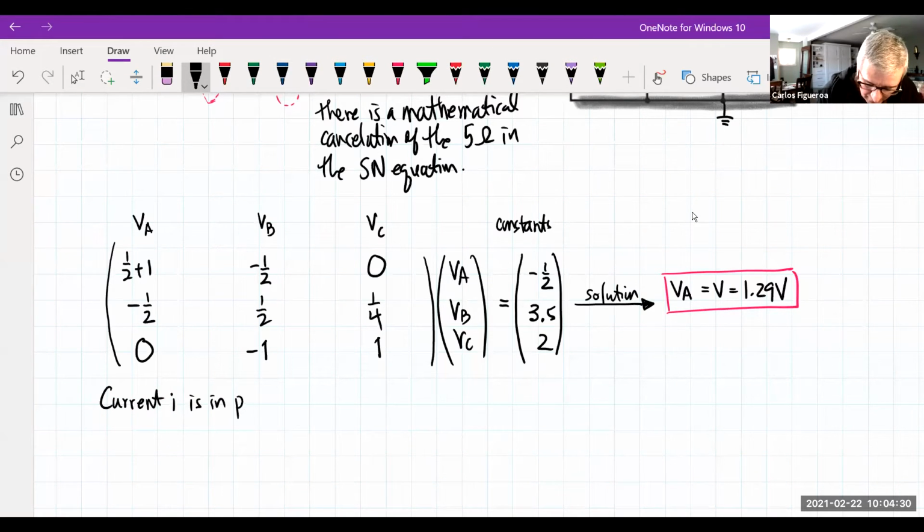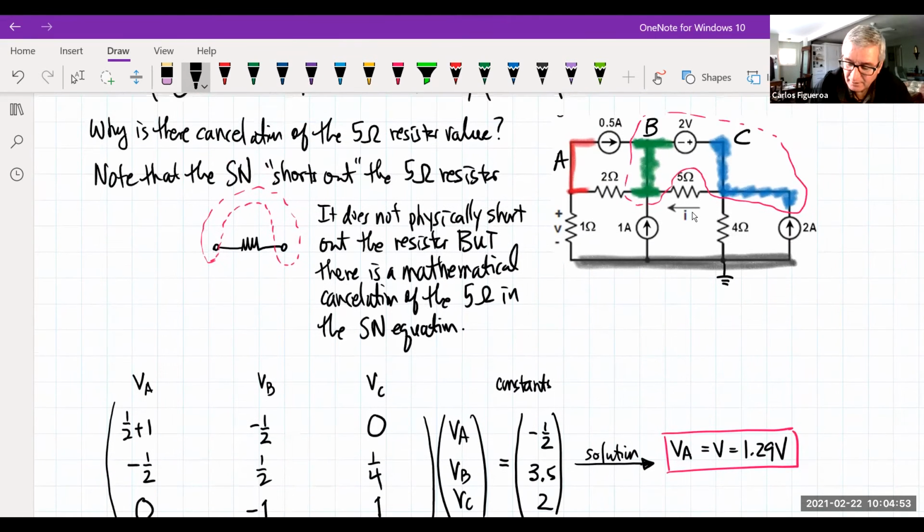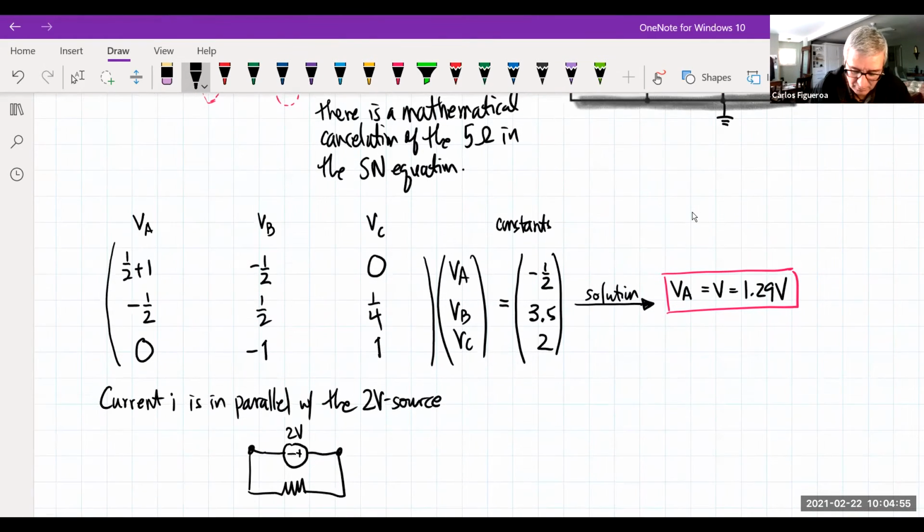is in parallel with the 2-volt source. In other words, when I look at this resistor here, it looks like this. Look at the picture. That's a 5 ohm. I wrote 2 ohm. Oh no, I did that right.